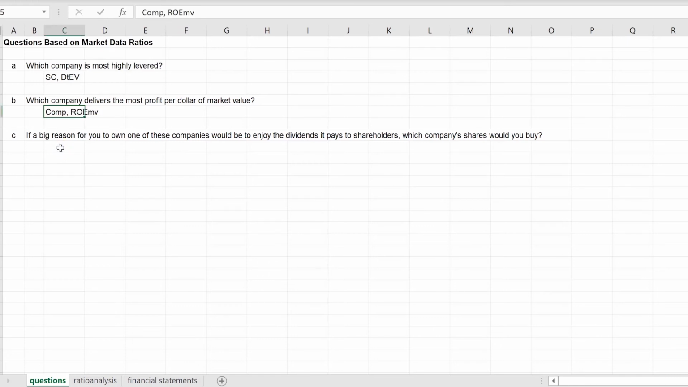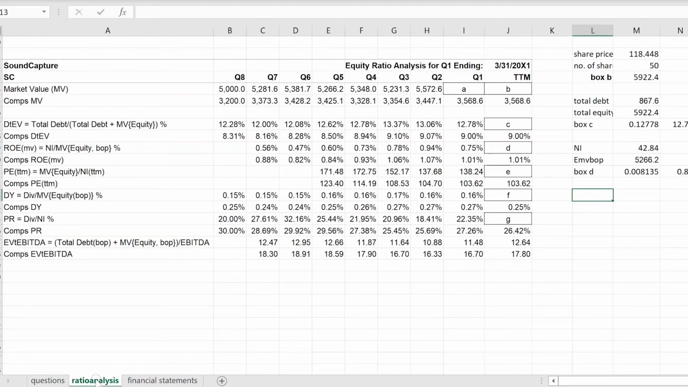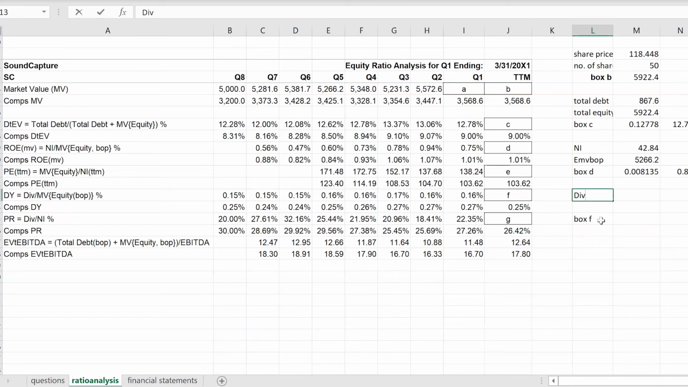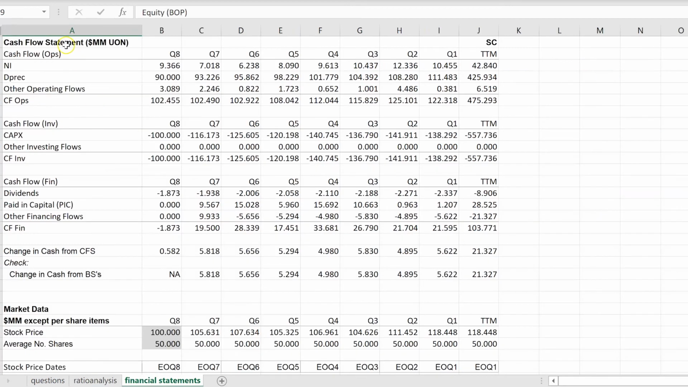All right, final question. If a big reason for you to own one of these companies would be to enjoy the dividends it pays to shareholders, which company's shares would you buy? Okay, to answer this question, we are going to look at dividend yield, which is right here. That is the dividends divided by market value of equity beginning of period. So we need to find box F. We are going to need dividends and then equity market value beginning of period. All right, so to find dividends, we are going to look at the financial statements. Cash flow statement, dividends is 8.906.